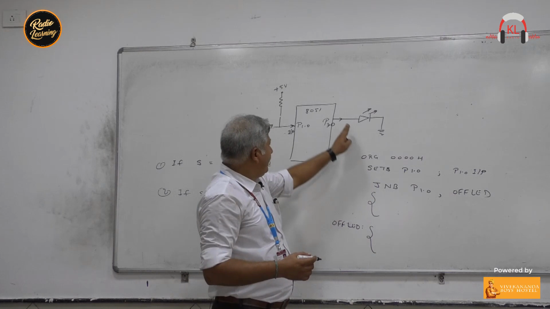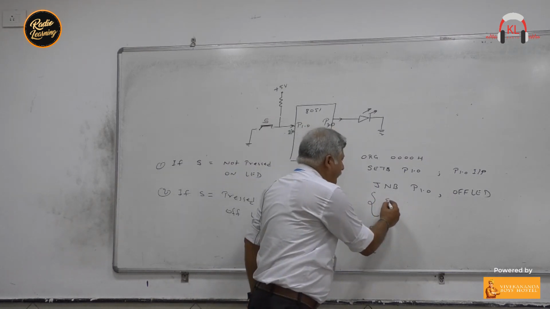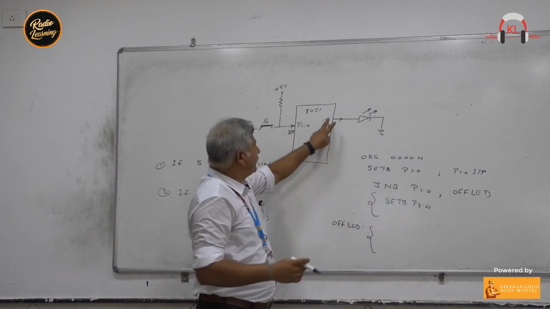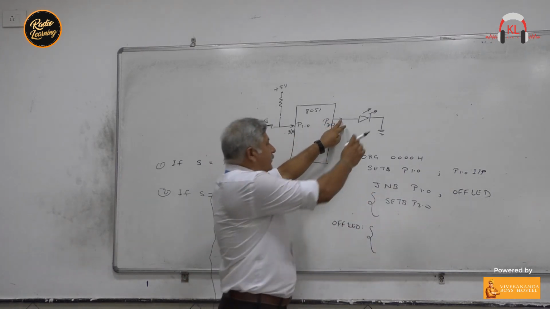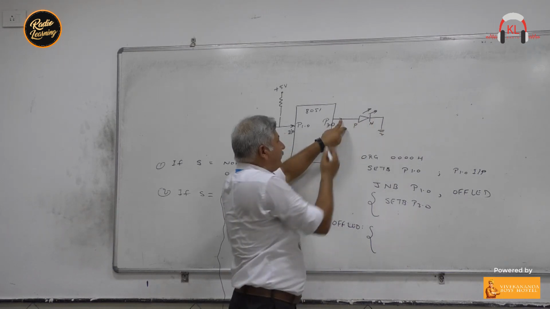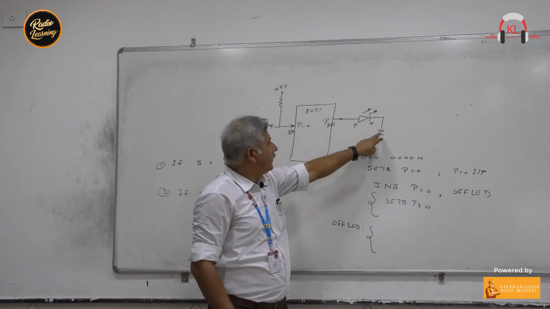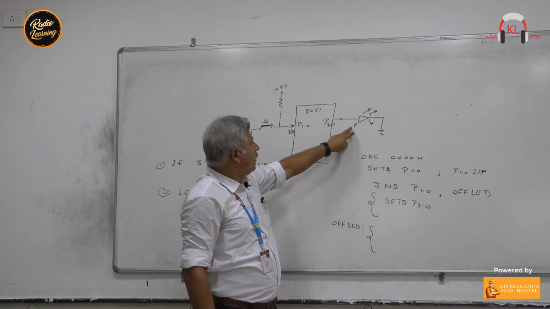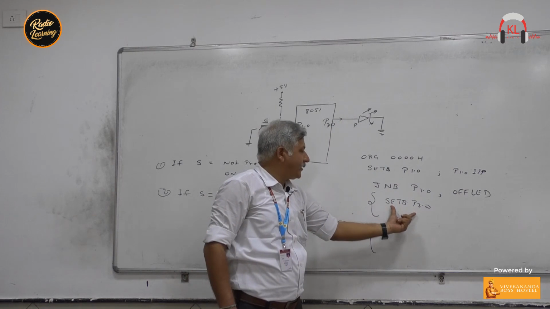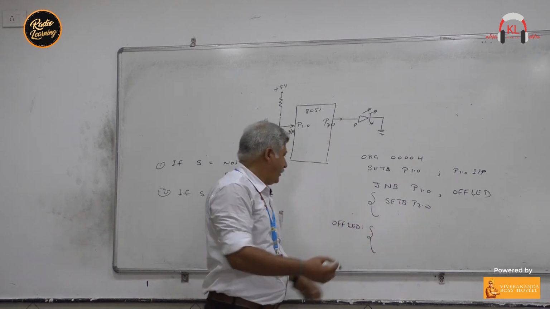So to on the LED, set B 3.0. Make this pin 1. This is LED, this is N, this is P region of the LED. N is already connected to ground. If you apply a high voltage here, then this LED will glow. That's why I have written set B 3.0.